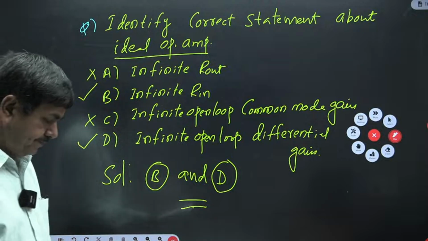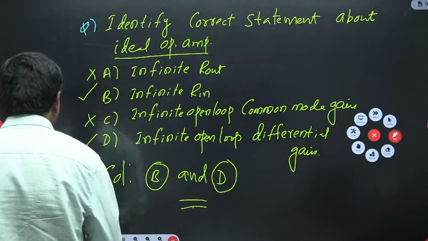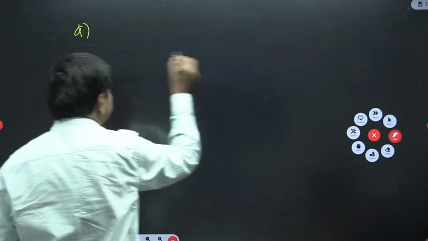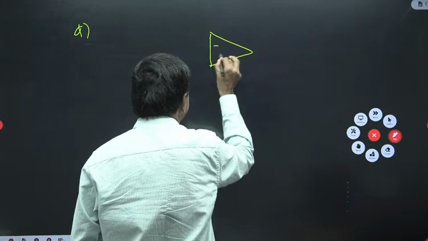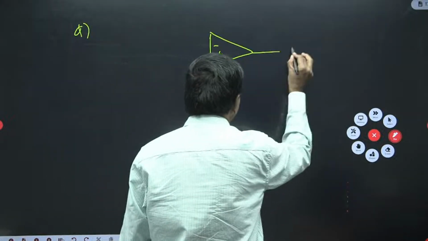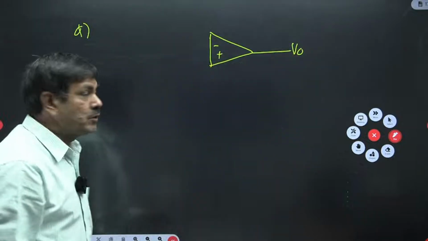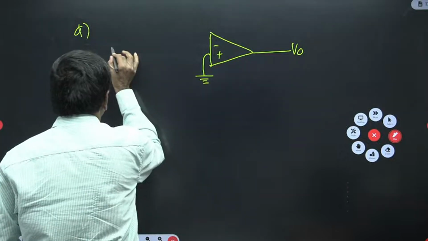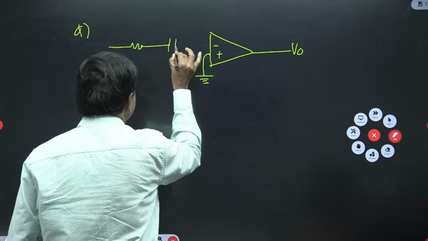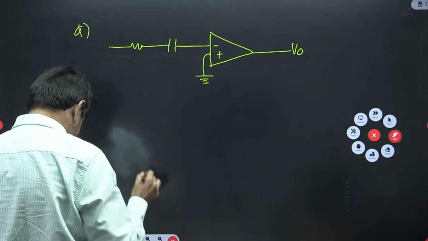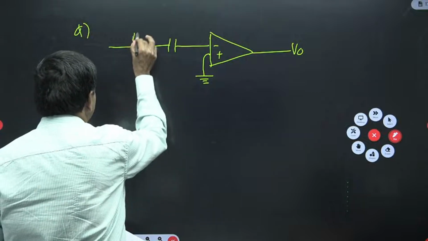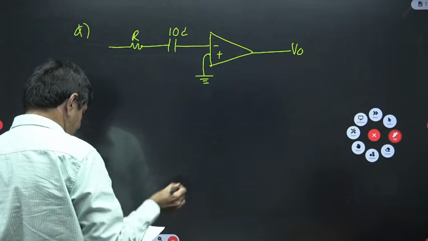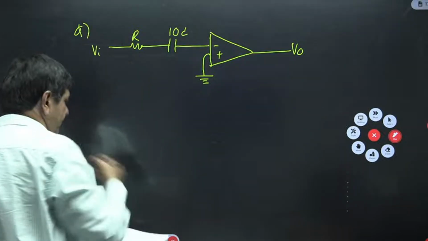Next question. One more question is given like this. Here there is an operational amplifier. The output V0 is connected here. The positive terminal is connected to ground. The resistor R1 is connected here, and one capacitor is connected here. This is given R, this is given 10C. This is the input voltage Vi on this side.